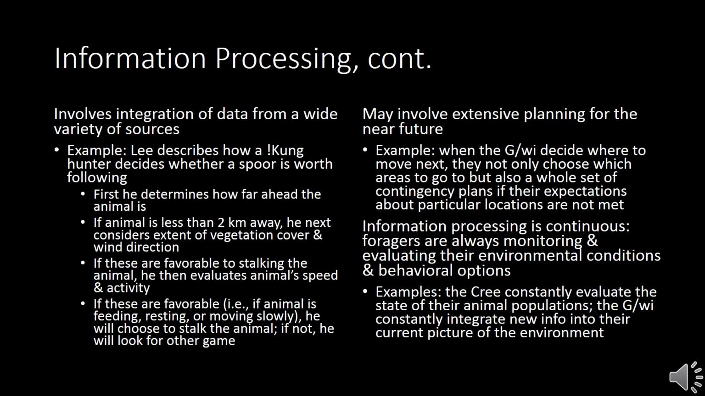For example, when the Gui decide where to move next, they not only choose which areas to go to, but also a whole set of contingency plans if their expectations about particular locations are not met. Thus, information processing is nearly continuous, because foragers must constantly monitor and evaluate their environmental conditions and behavioral options. For example, the Cree constantly evaluate the state of their animal populations, and the Gui are constantly integrating new information into their current picture of the environment.